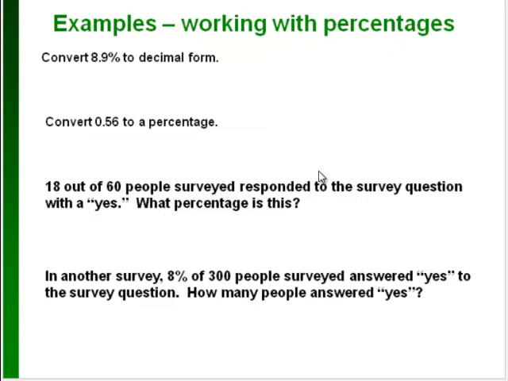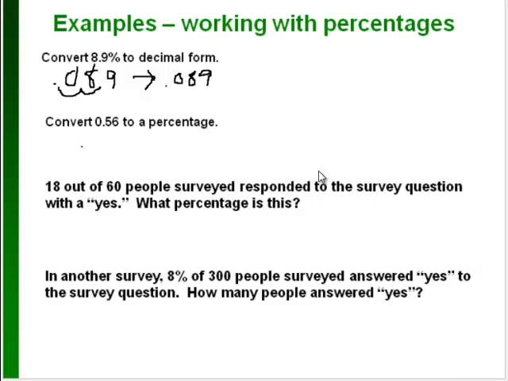So here's some examples. First of all, we're going to convert 8.9% to decimal form. And I'll warn you, it's really hard to write on this whiteboard, so I'll do my best to make it readable. Okay, so we have 8.9, and to convert this to decimal form, we're going to move the decimal point 2 places to the left. So it's going to go right there. We have to put a 0 in there for a placeholder. 8.9% in decimal form is 0.089.